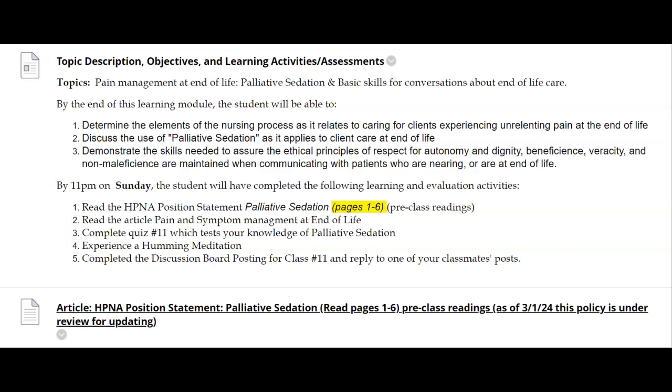By the end of this learning unit, you're going to discuss the use of palliative sedation as it applies to client care at end of life, and demonstrate the skills needed to assure that the ethical principles of respect for autonomy and dignity, beneficence (doing good), veracity (truth-telling), and non-maleficence (doing no harm) are maintained when communicating with patients who are nearing or who are at end of life.